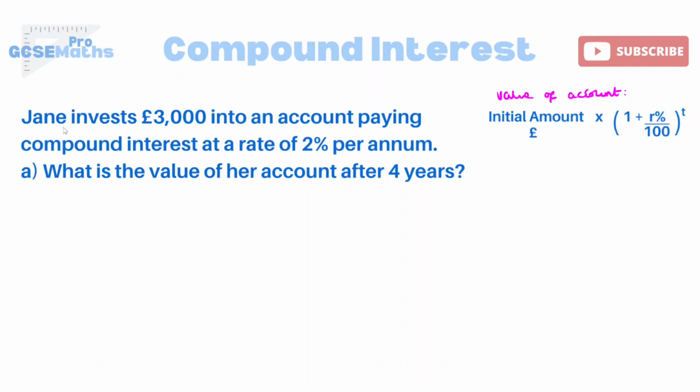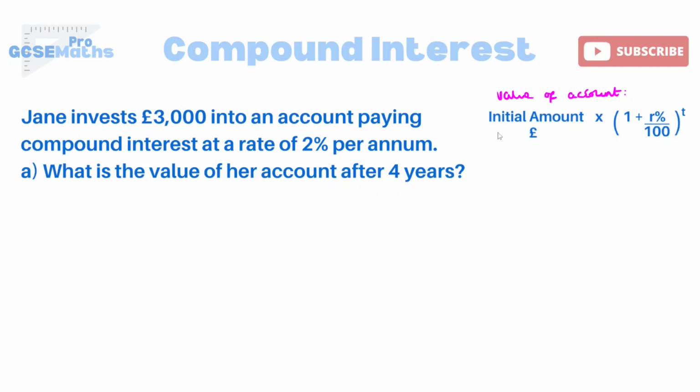So, in this context, Jane invests £3,000 into an account paying compound interest at a rate of 2% per annum. If you haven't seen the simple interest video, per annum just means per year. It's just a fancy way of saying that. So 2% per year. They also have to specify what type of interest it is, because technically we have simple interest and compound interest, and they work differently. So if it's more than 1 year long, they will have to specify what type of interest, just so that you know. What is the value of her account after 4 years?